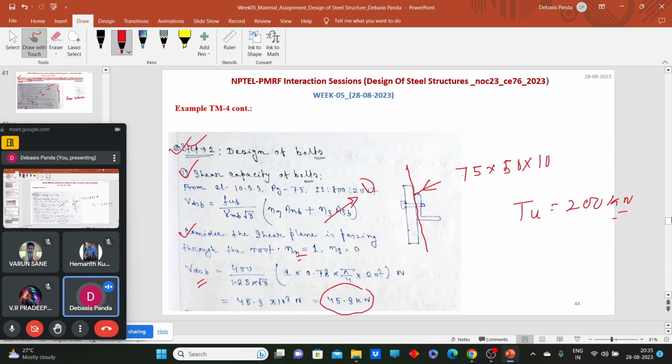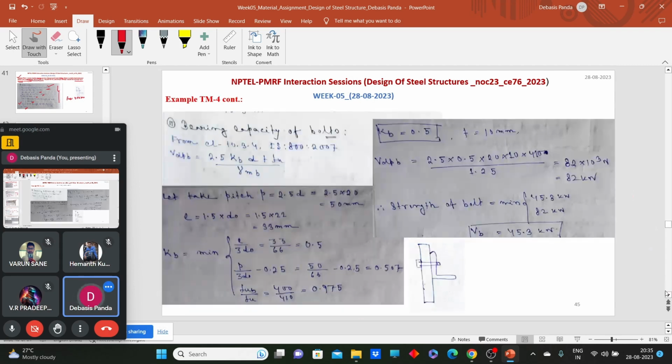Now we need to calculate the bearing capacity of the bolt. To calculate the bearing capacity, we have the formula 2.5 k_b d t f_u by gamma_m0. Here we need to consider pitch and end distance. Let's consider the pitch equal to the minimum pitch criterion, that is 2.5 into d. Here d is 20 mm, so 2.5 into 20, so we will consider 50 mm as the pitch. For edge and end distance, we have considered the minimum of 1.5 d_0; you can consider 1.7 d_0 also for the design. So that comes as 33.